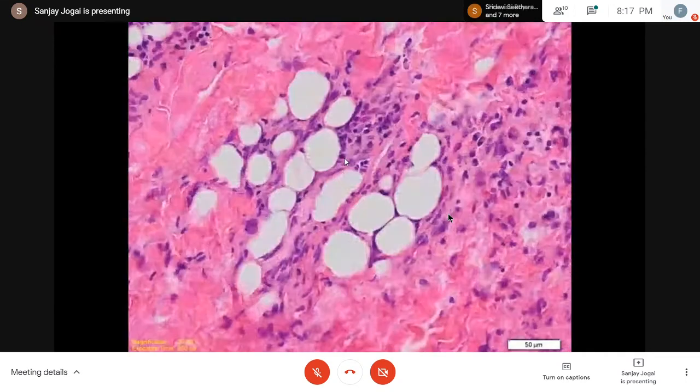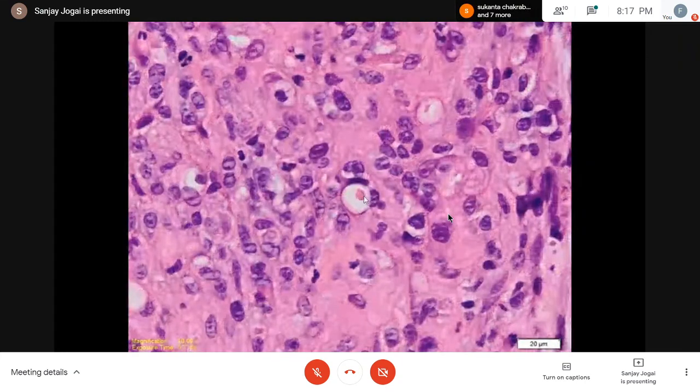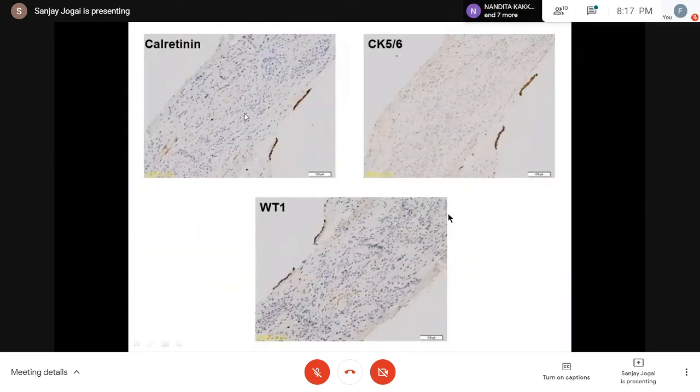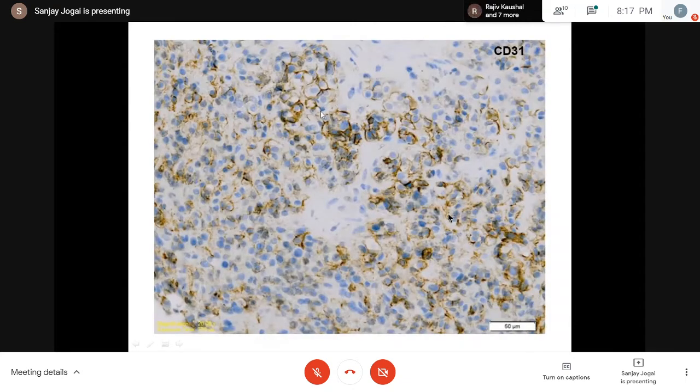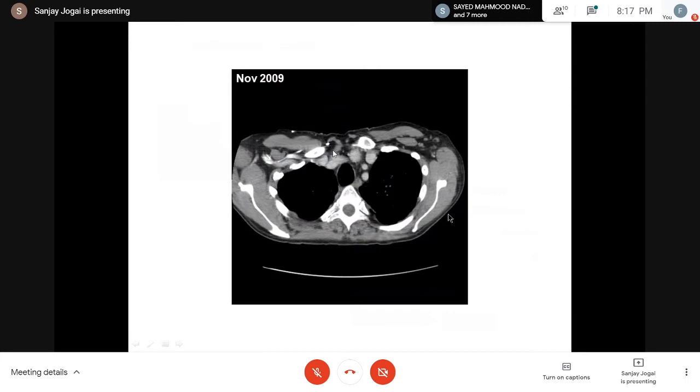Another view to show similar cells infiltrating into the overlying fat, and a very nice view to show you a red blood cell within a lumen. And it was an odd case, so it was prudent to do all immunos: calretinin, CK5/6, WT1 negative, so clearly not meso. And once again, CD31 was strongly positive. And this is CD34. For some reason, CD34 and factor VIII were both negative. This was the image from November 2009.